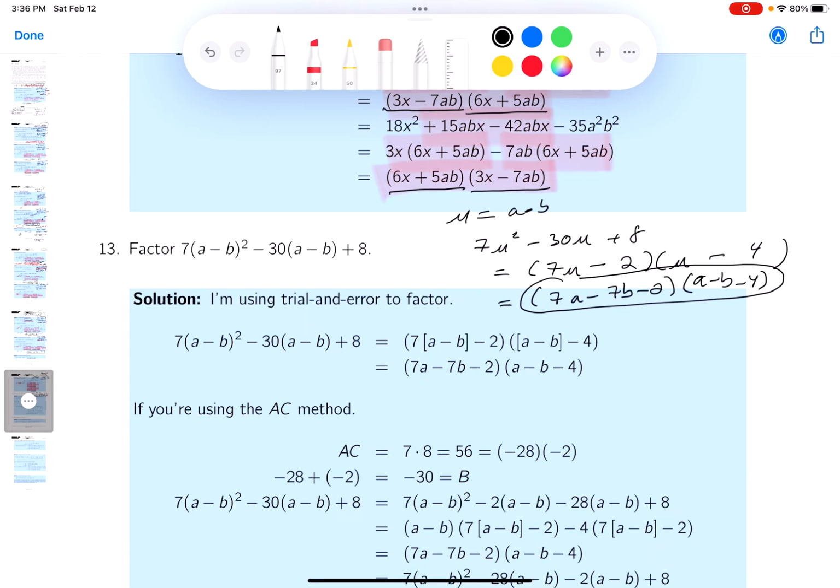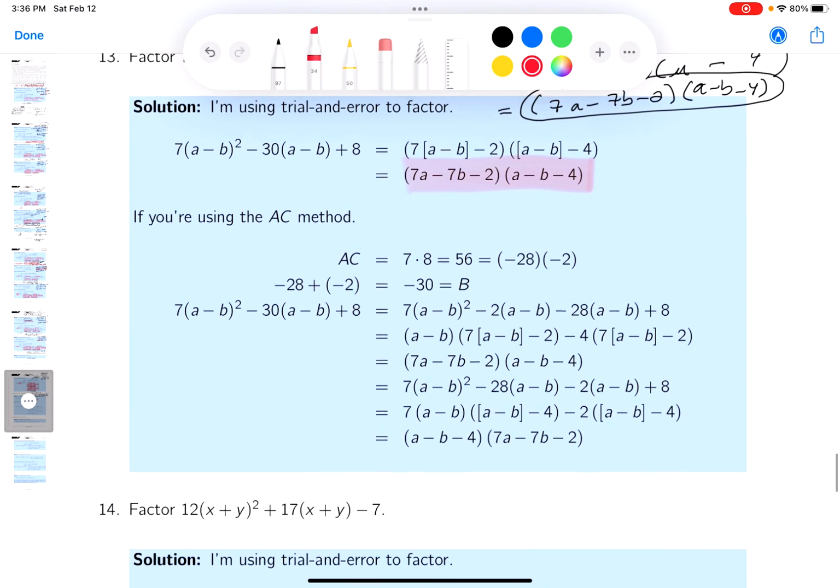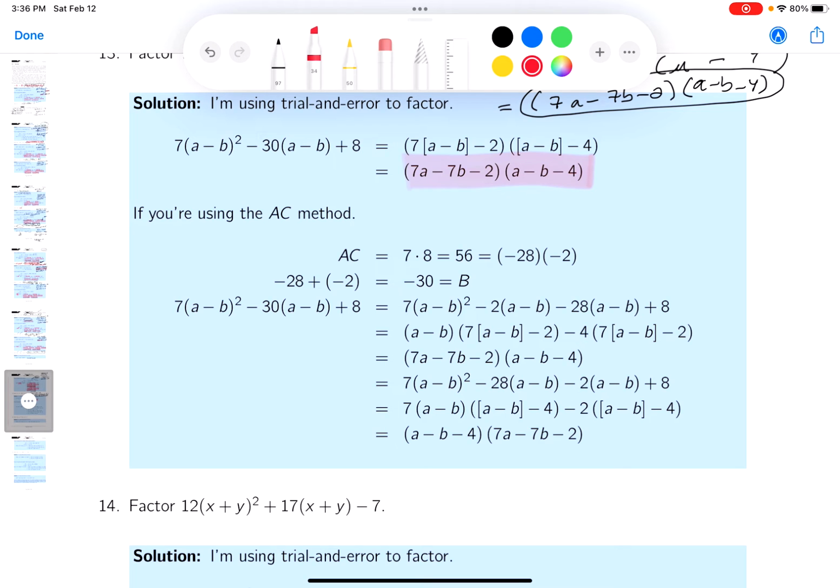All right? Let me point out where that is. It's right over here. Whoops, sorry, I did that again. Got them over here. 7a minus 7b minus 2. And the other one's a minus b minus 4. I want to do the AC rule on it. And again, not to confuse anyone, but to say it does work. And if you want to take that road, take that road.